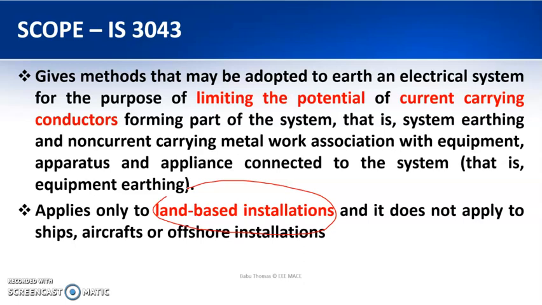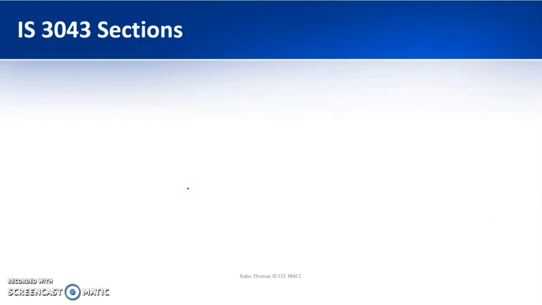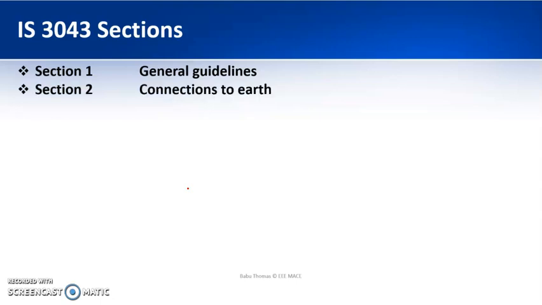And IS 3043 has various sections. Section 1 is nothing but a general guideline. There we will be discussing the terminologies used in that particular IS standard book, what the statutory provisions are, and so on. The next one is the connections to the earth, that is section 2. Under that, various sub chapters calculate the earth resistance and how the electrode has to be arranged, that is, how the earthing arrangement can be done, then the current density and the voltage gradient. All these things are discussed in connections to earth.